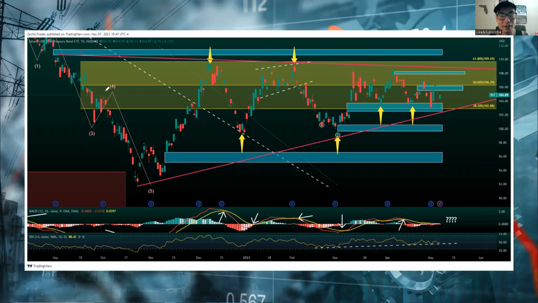Now, the main thing I'm paying attention to is this wedge we have right here, and it's contracting very much. We're going to be seeing a big move to the upside or to the downside, I think sometime soon over the next coming months, if not sooner.